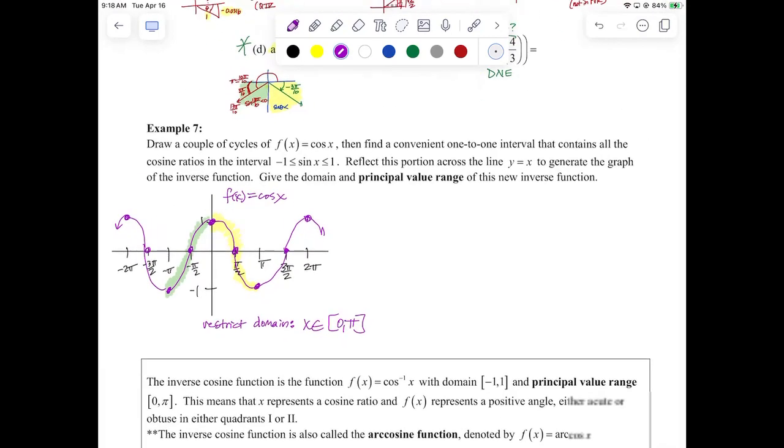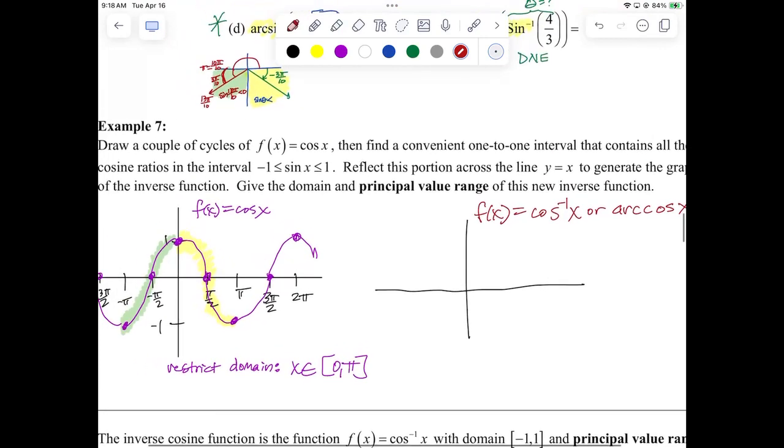Now, if you reflect that across the line y equals x, let's just draw what the new graph is going to look like. The new graph is going to be f of x equals either inverse cosine or arc cosine with two c's, arc cosine of x, either one. All right, let's plot a couple of points. What happens to the point (0, 1)? It becomes (1, 0). Okay? What happens to the point (pi/2, 0)? It becomes (0, pi/2). That's the y-intercept. And what happens to the point (pi, -1)? (-1, pi).